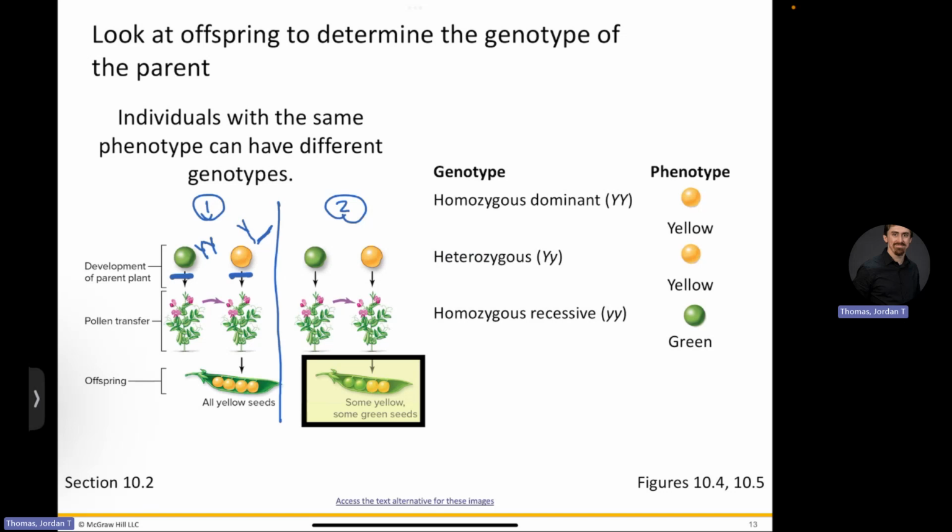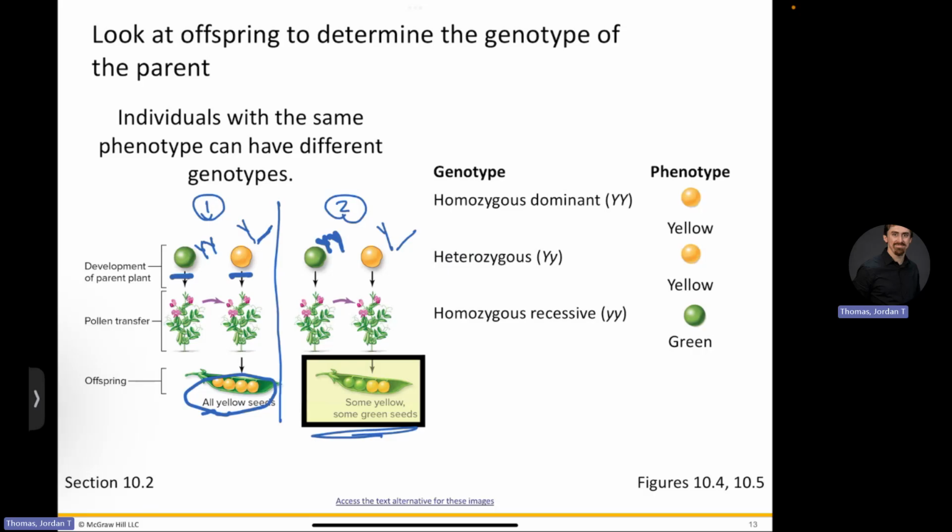When these two plants are reproduced, when one pollinates another, we get all yellow seeds. So that's telling us something. In the next example, we have green, so little y, and then we have yellow, big Y, and something else. But this time, we get some green and some yellow. So that's telling us something's going on. Somehow the offspring are getting the recessive trait.